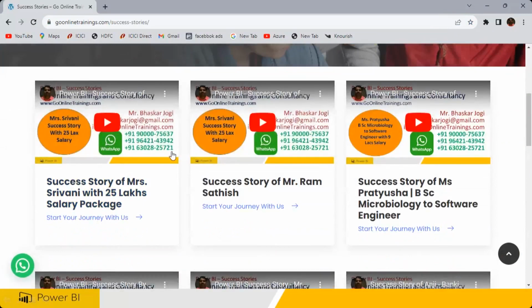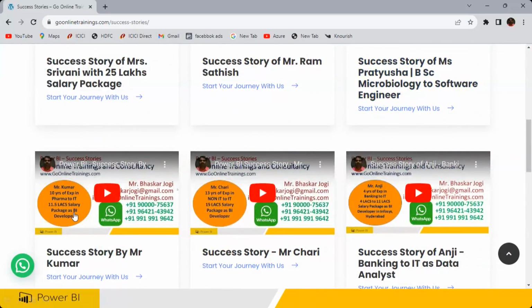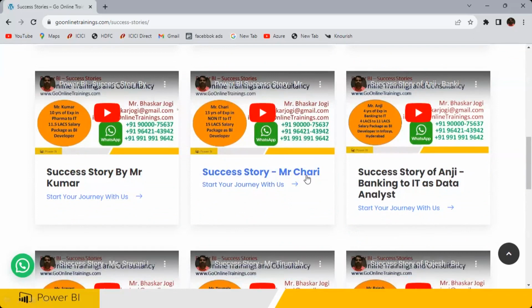Shravani got a 25 lakhs package. Ram, from State Bank of India, was earning 5 lakhs, and now we got him a 25 lakhs package. Pratyusha is a microbiology student. Mr. Chari, BCom, at the age of 42 he got the job, a sales and marketing guy. Anji was working for Kotak Bank for 10 years, and went from 4 lakhs to 11 lakhs package.